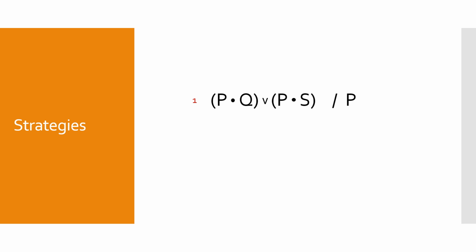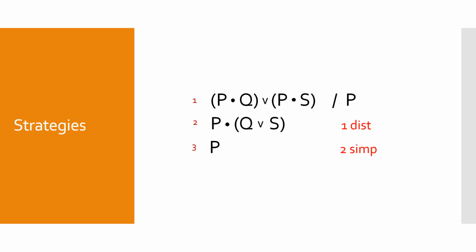So notice if I have this statement, P and Q or P and S, and I'm trying to draw the conclusion that P is true, this is actually fairly simple. What I can do is simply distribute out P by itself and then put together Q and S by way of a disjunctive statement. So instead of P and Q or P and S, I get P and Q or S.